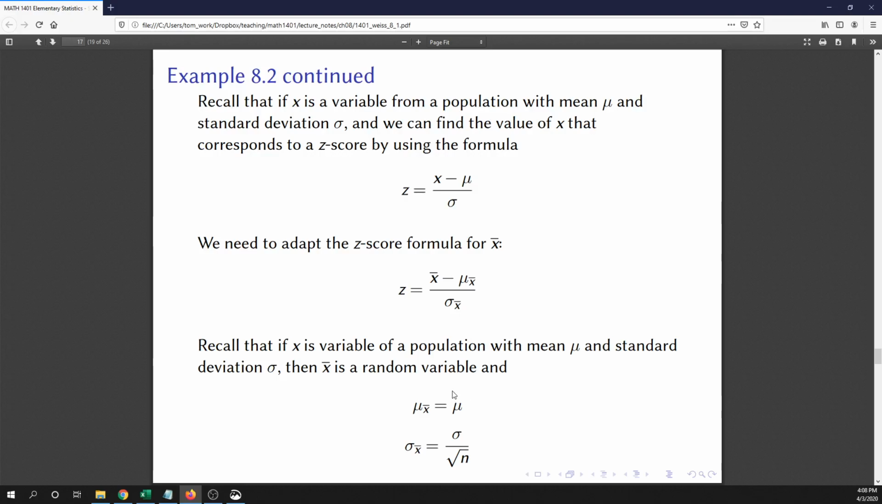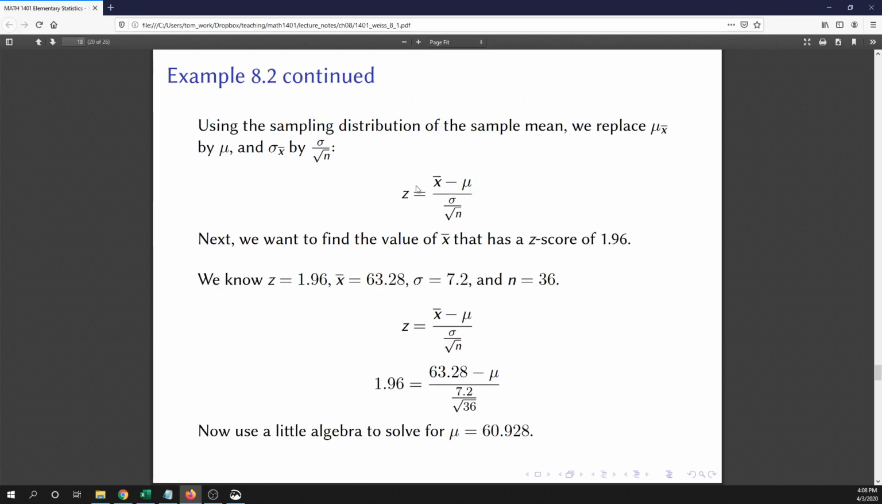And that brings us back to the sampling distribution of the sample mean. We know that the mean of all the sample means is the same as the population mean. Again, we don't know that. The standard deviation of all the sample means is the population standard deviation divided by the square root of the sample size. So we're going to plug these things back in here, and our formula becomes z equals x bar minus the population mean, so sample mean minus the population mean, divided by the population standard deviation divided by the square root of n.